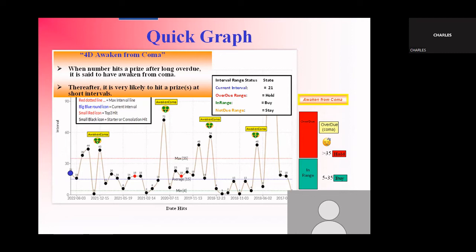So we call this point here awaken from coma. You see over all the prices, it hits immediately after 4 interval. Then the next one it hit again at 13 interval, and then immediately at 1 interval, that means immediately it hit again. Then they hit again at 13 interval, followed by 2 interval, 3 interval, 6 interval, and so on.